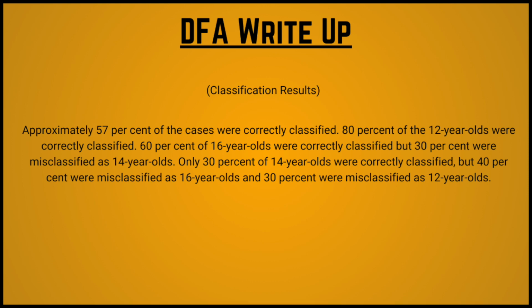In the final section, we get our information from the classification results. Approximately 57% of the cases were correctly classified, 80% of the 12-year-olds were correctly classified, 60% of the 16-year-olds were correctly classified, but 30% were misclassified as 14-year-olds. Only 30% of 14-year-olds were correctly classified, but 40% were misclassified as 16-year-olds, and 30% were misclassified as 12-year-olds.